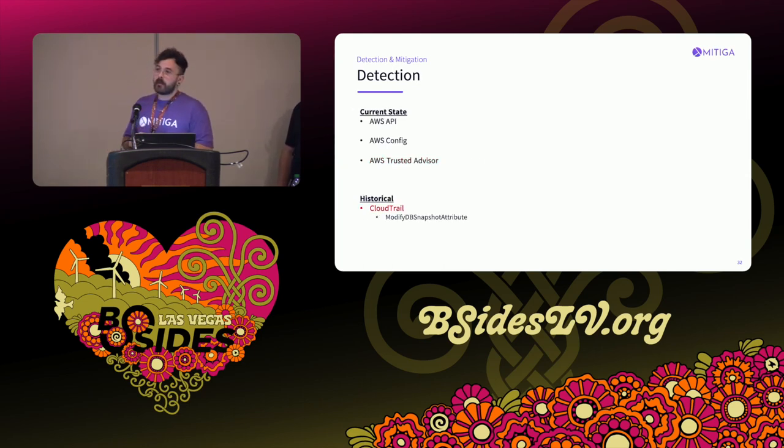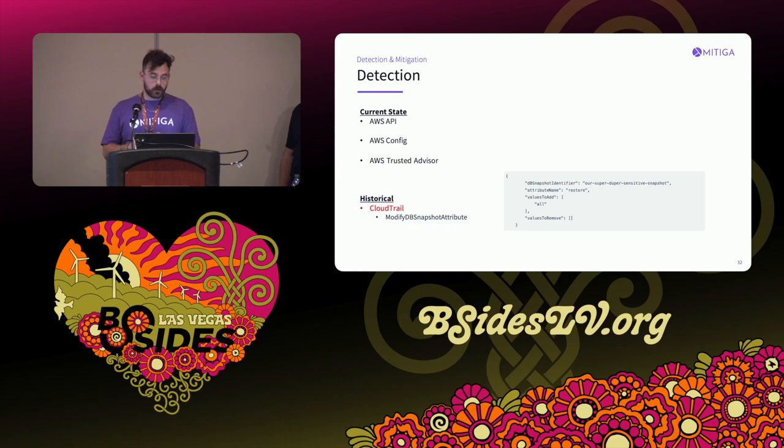Now let's talk about a historical check. So it's important to know if right now you have a public RDS snapshot, but it's also important to know if you had a public RDS snapshot in the past. So what you can do in this case is look for the ModifyDBSnapshotAttribute event in your CloudTrail, and see if, in the time that you store those logs, any RDS snapshot went public.